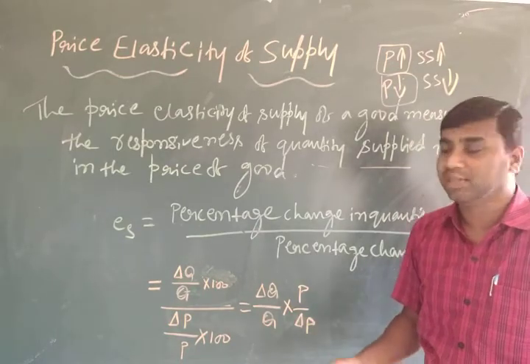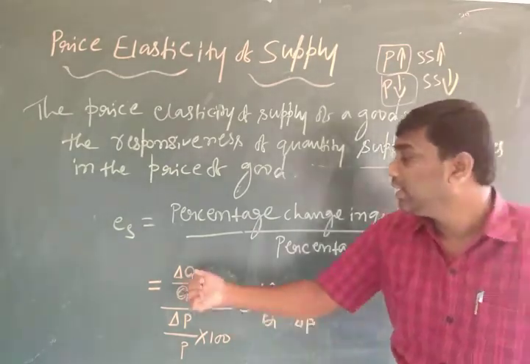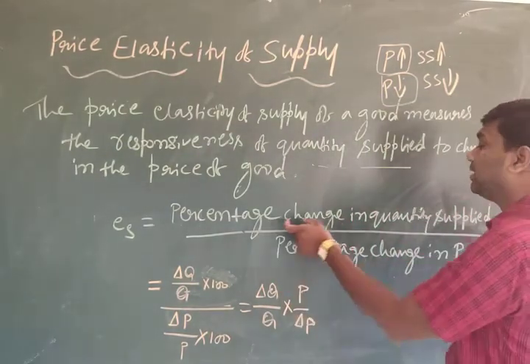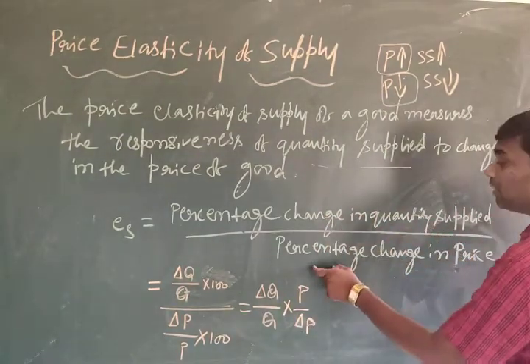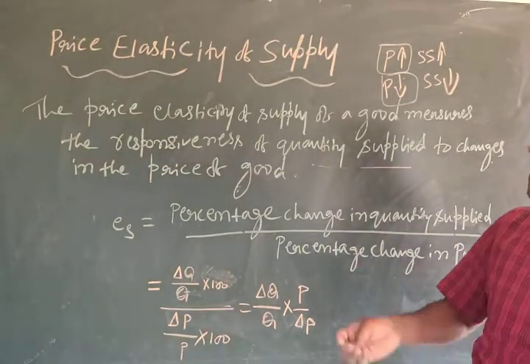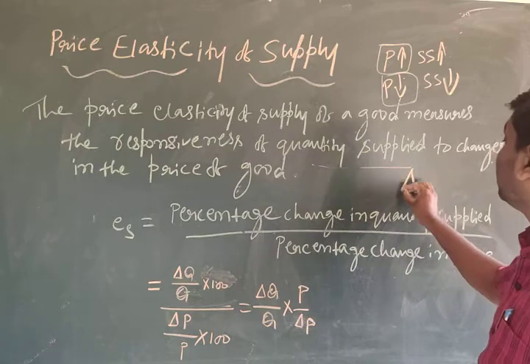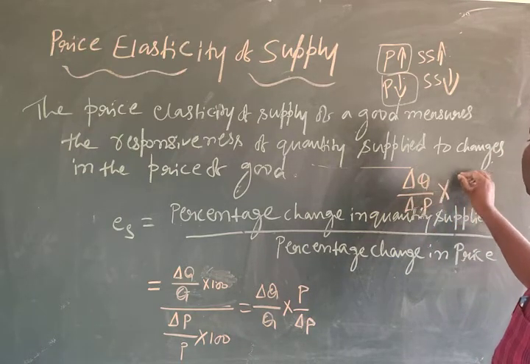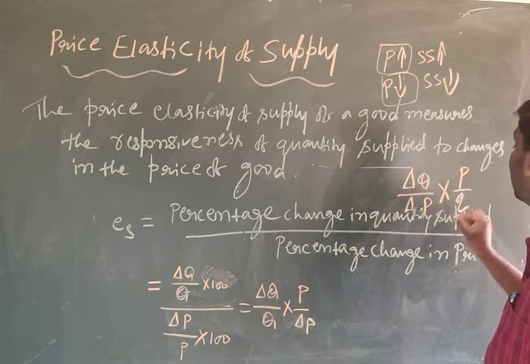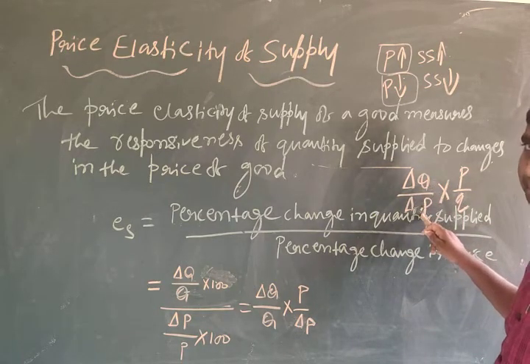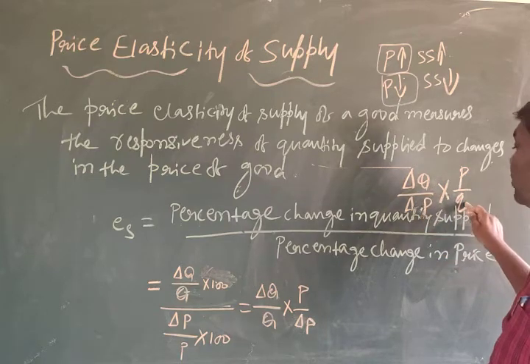Delta means changes. Delta P is the change in price. Delta Q is the change in quantity. How can we identify it? That is the percentage change in quantity supplied divided by the percentage change in price. That is delta Q divided by delta P, into P by Q. Clear? Delta Q divided by delta P, okay, into P by Q.